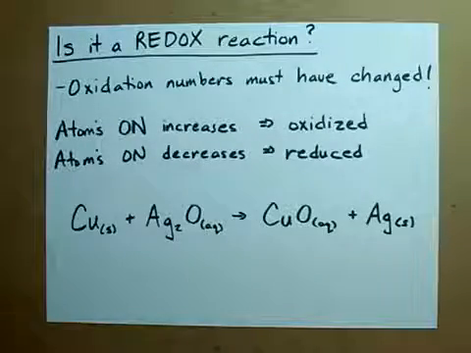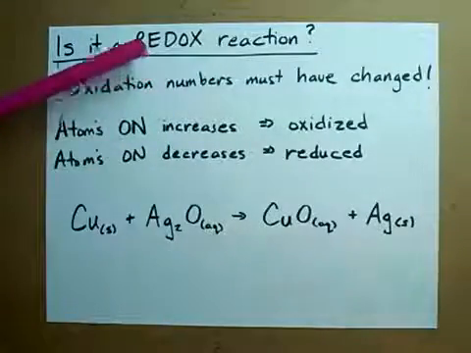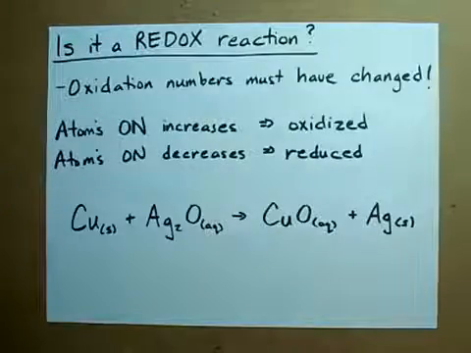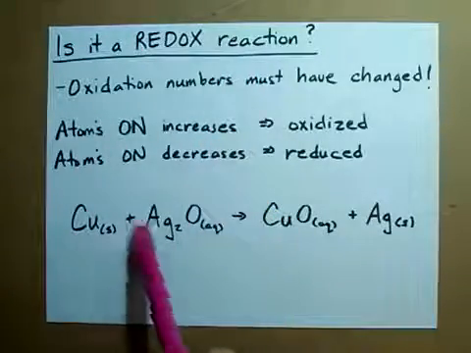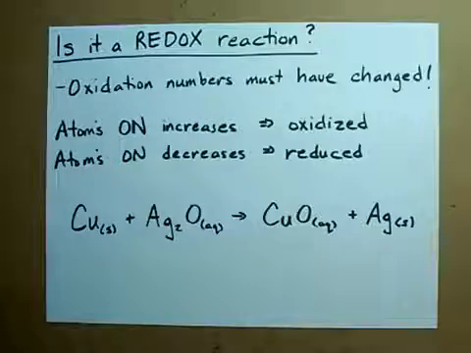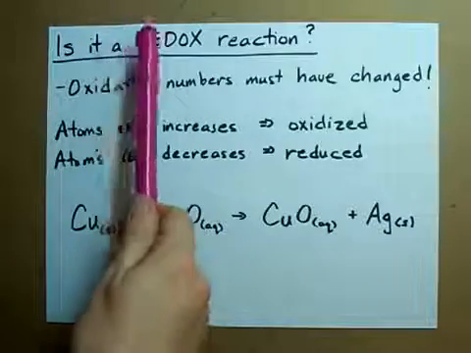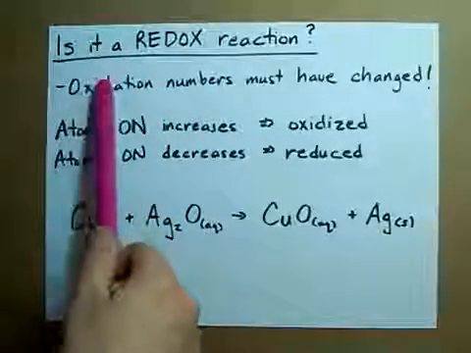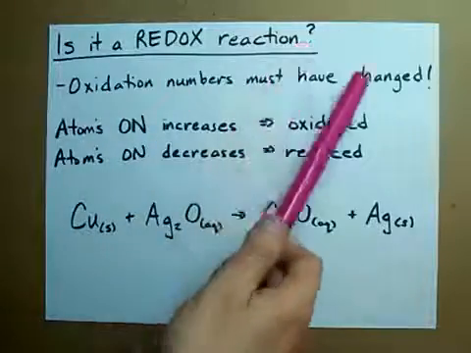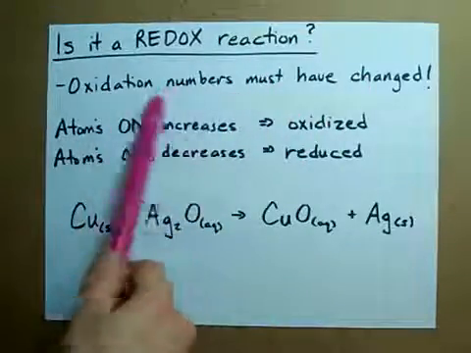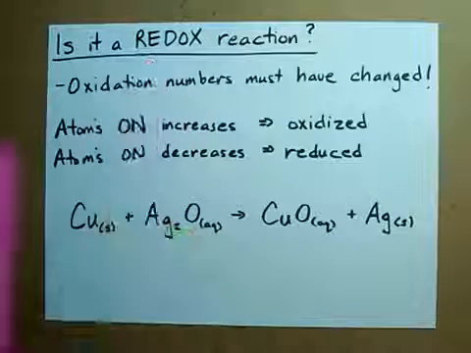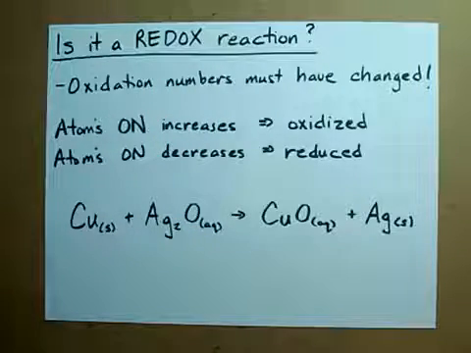How can you tell if a redox reaction occurred? How can you tell if a given reaction is a redox reaction? If it's a redox reaction, the oxidation numbers must have changed. If the oxidation numbers didn't change, it wasn't a redox reaction.